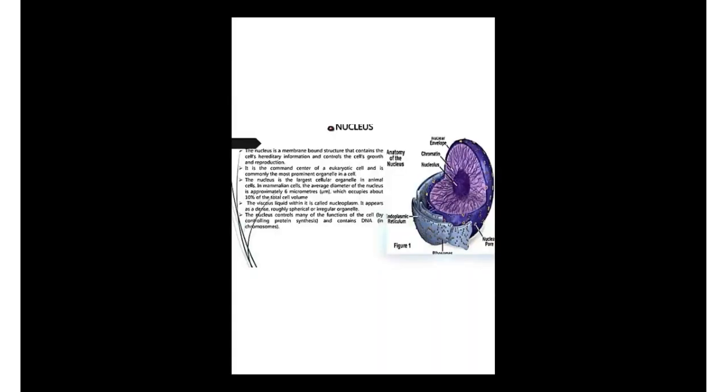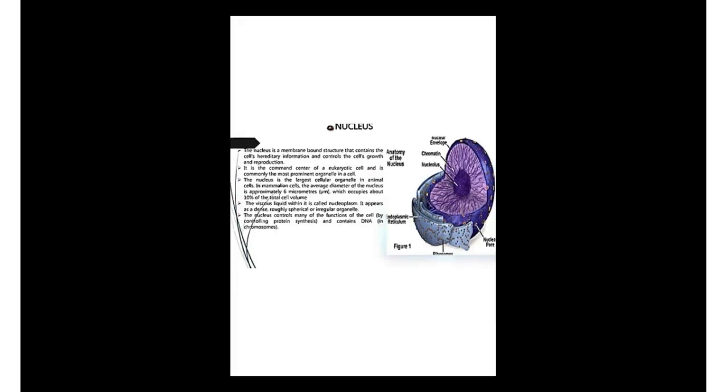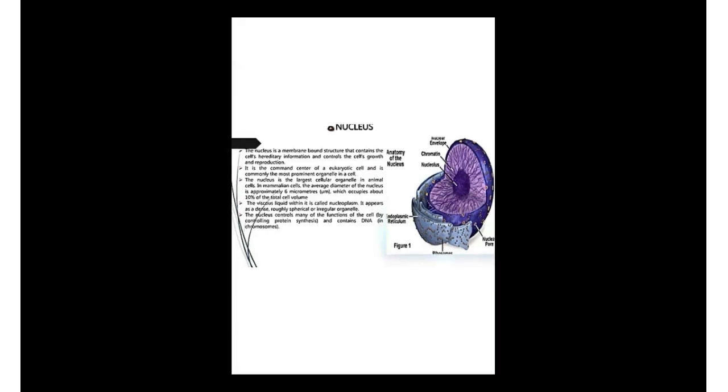The nucleus is the basic structure. It is bound by a membrane, and it contains the hereditary information and controls cell growth, whether mitosis has to happen, meiosis has to happen, what kind of reproduction and how much reproduction has to be done. So all the hereditary information and cell growth will be controlled by the nucleus. It is the command center of the eukaryotic cell. Your control house is your nucleus.